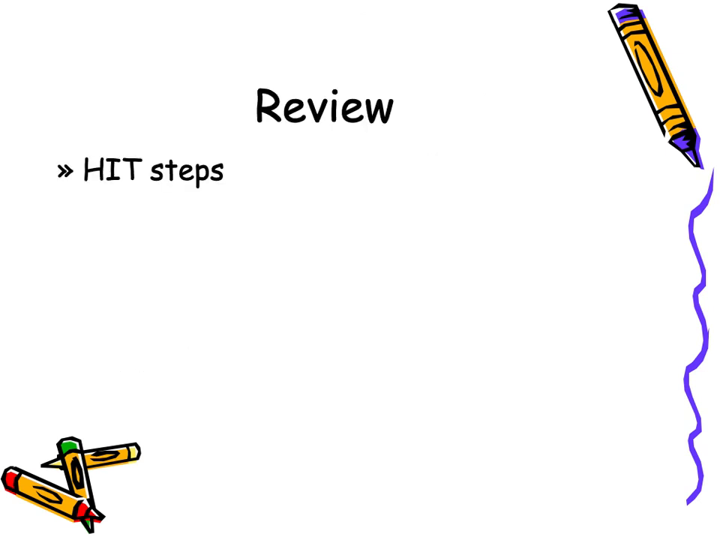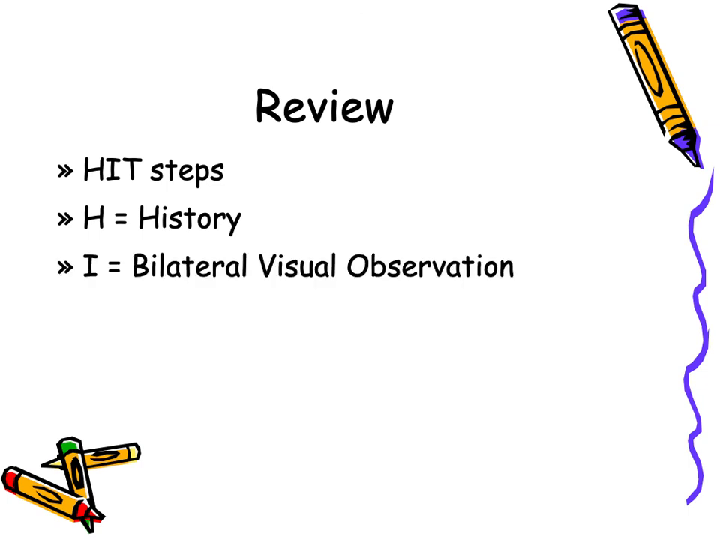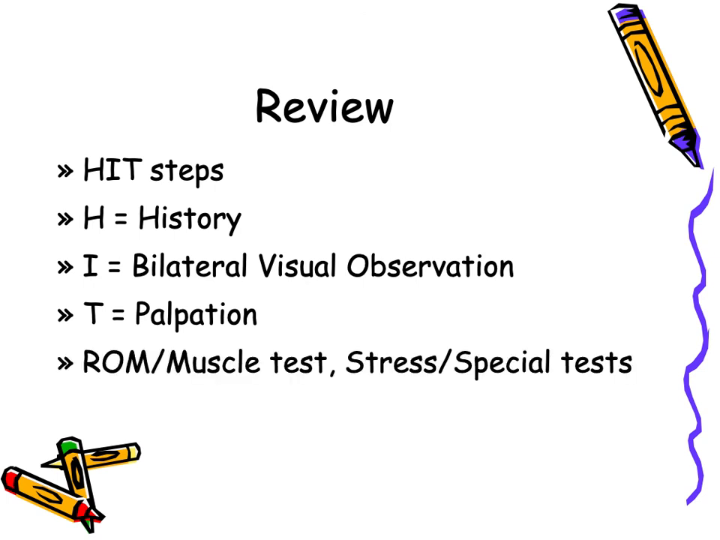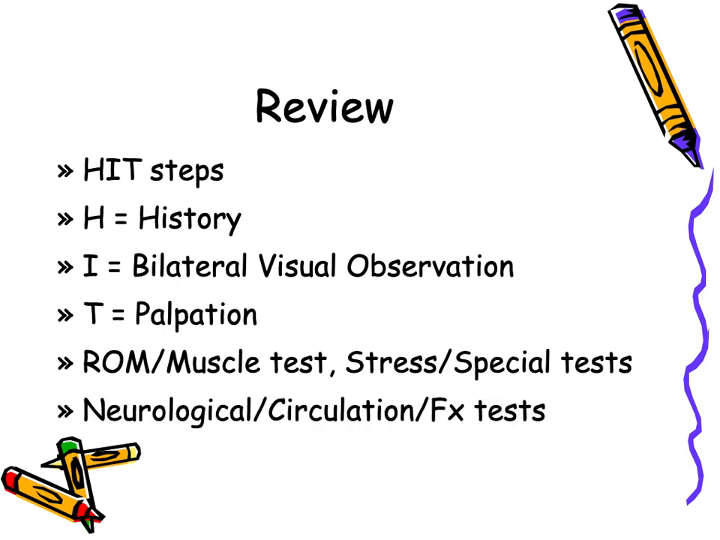Review. Remember in the book they talk about the HIT steps. The history is H, and that's the history and the process that I follow. I is inspection. That's for me, bilateral visual observation. T for the HIT steps is touch, which is palpation. And my process, what the HIT steps don't have are these things: the range of motion and muscle testing, stress and special tests, neurological, circulation, or functional tests. Just keep that in front of your mind here.